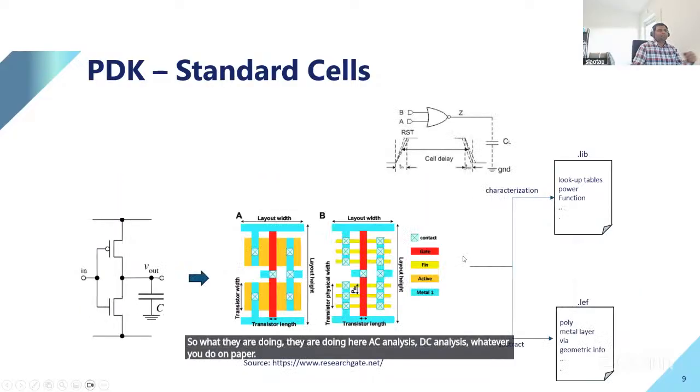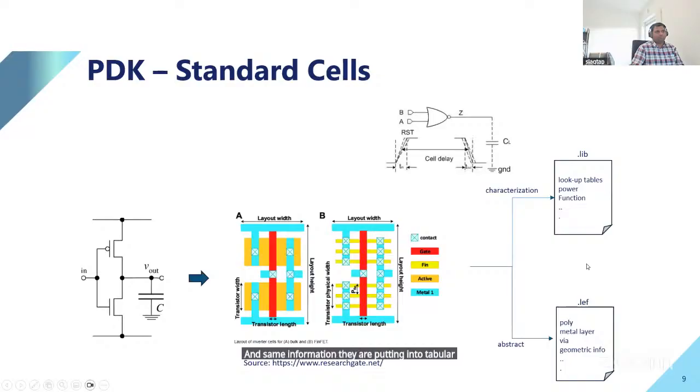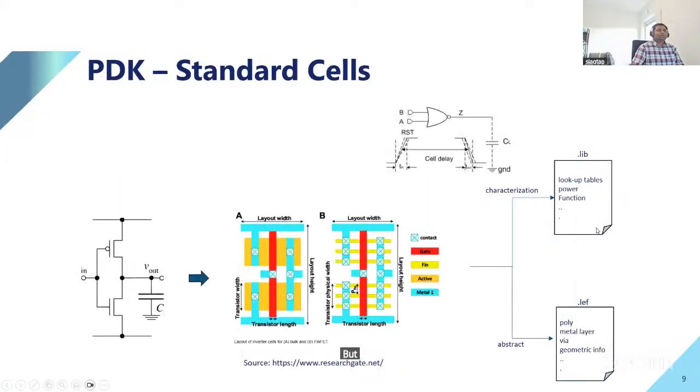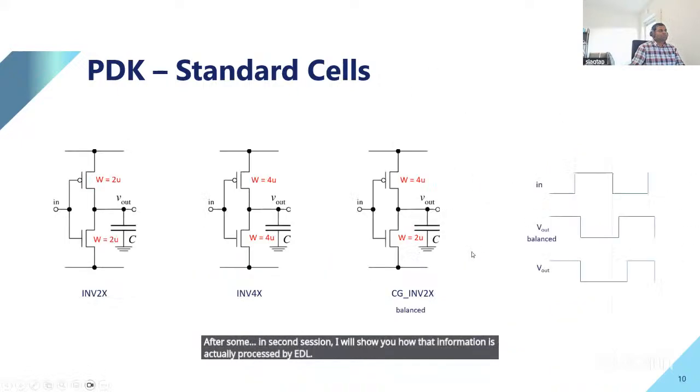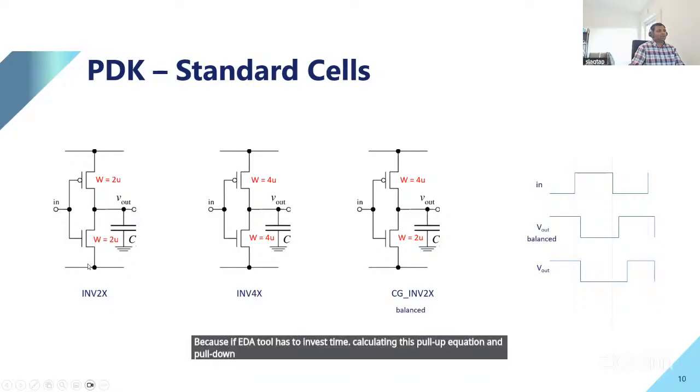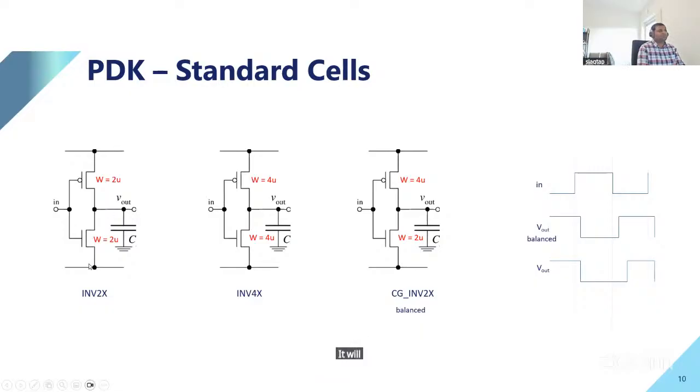So what they are doing here is AC analysis, DC analysis, whatever you do on paper, and the same information they are putting into tabular form, into .lib. This is nothing but whatever you would do on paper, but for the sake of the EDA tool, it is represented in a tabular format. In the second session, I will show you how that information is actually processed by the EDA tool. If the EDA tool had to invest time calculating this pull-up equation and pull-down equation and analyzing everything, it would take ages to simulate only one AND gate.